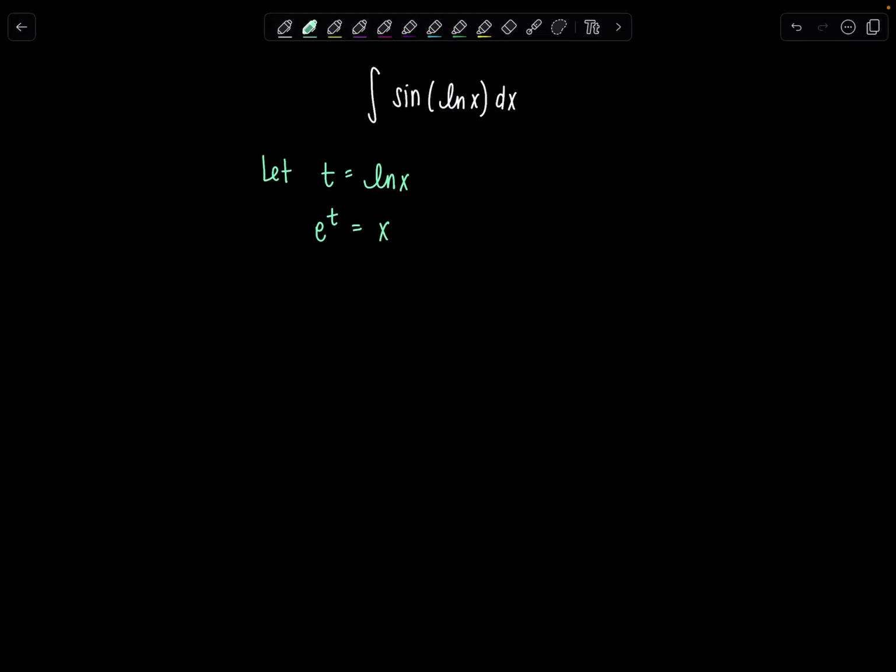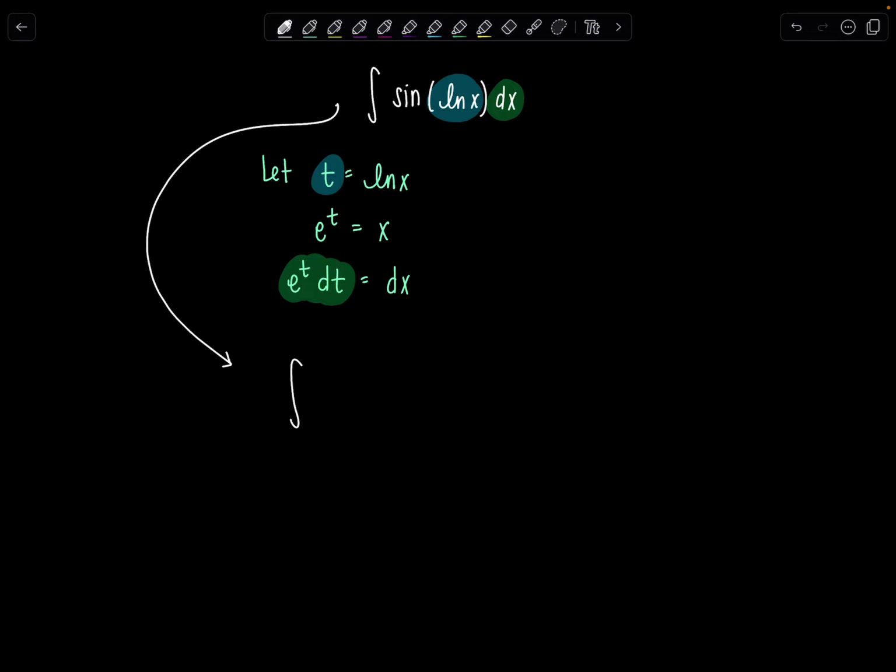And then now let me go ahead and differentiate both sides. So then I have e to the t dt is equal to dx. And that's beautiful because you see this dx here, I can replace with e to the t dt. Natural log of x, well, there it is, it's t. So let's rewrite now our whole integral in terms of t. So we have sine of t times e to the t dt.